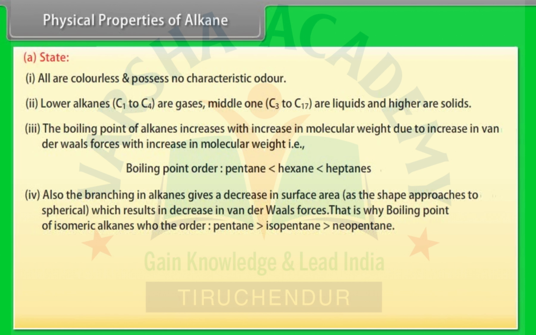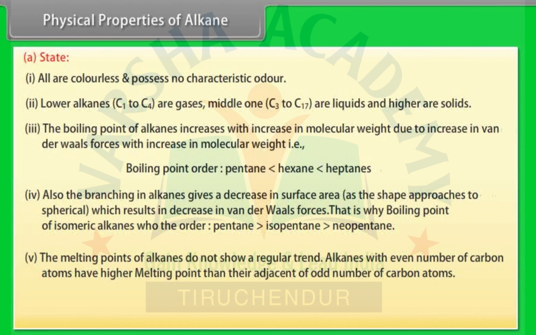Number 4. Also, branching in alkanes gives a decrease in surface area as the shape approaches spherical, which results in decrease in van der Waals forces. That is why the boiling point order of isomeric alkanes is: pentane is greater than isopentane is greater than neopentane.